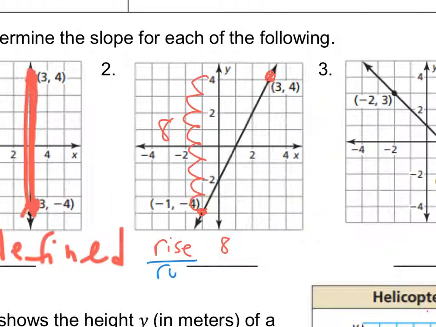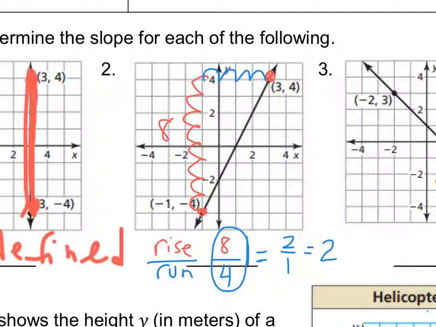Now we have to count our run. So from here we're going to go 1, 2, 3, 4. So our run is 4. So our slope, or our rate of change, is 8 over 4. But we can reduce that. We can reduce that down to 2 over 1. That's just a reduction of the fraction. Or we could also just plain old call it 2, because 2 over 1 is the same as 2. Okay, and then let's look at this. Is this a positive or a negative slope? Well, if we think about our skier guy, and he's over here on the left, he's going to have to go up the mountain.